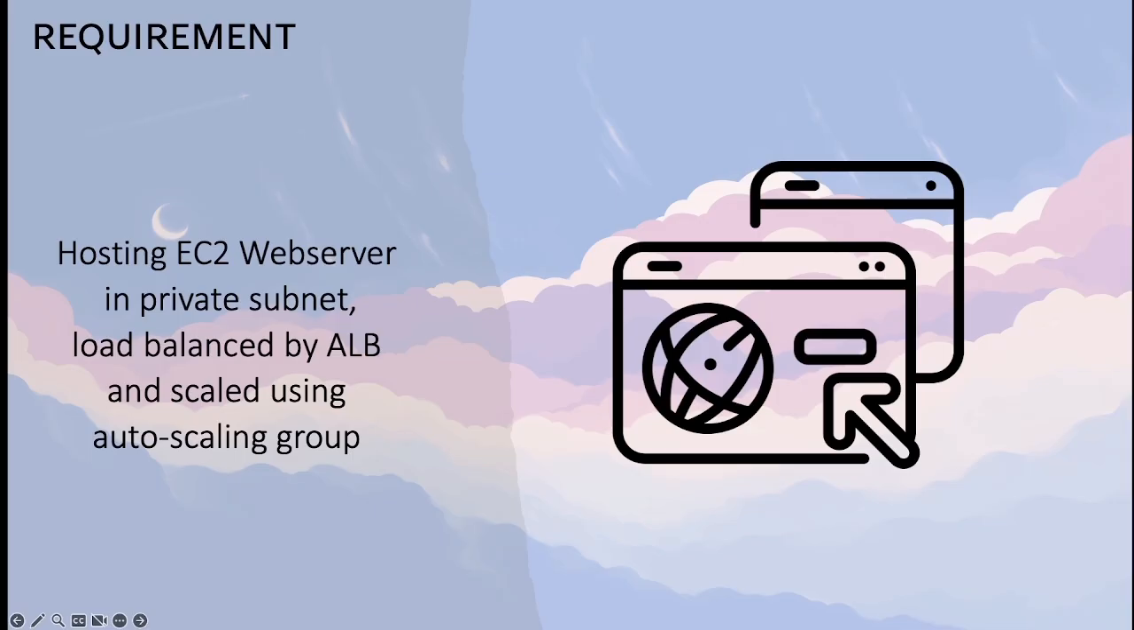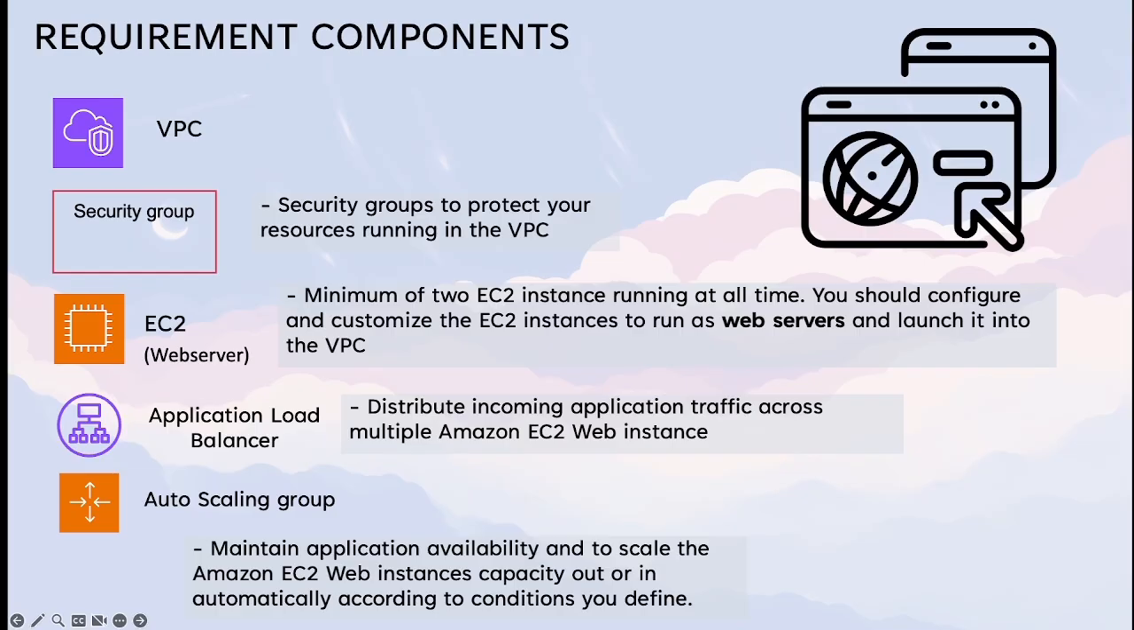Okay, we go through the requirement. The requirement, first of all, is to actually host a simple web server in a private subnet, load balanced by an application load balancer, and scale using auto scaling group. More into the details of it, we are going to run two EC2 at all times to provide the redundancy and HA, high availability here. So basically that's what the project is.